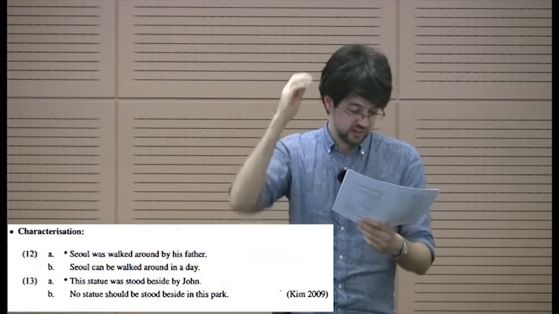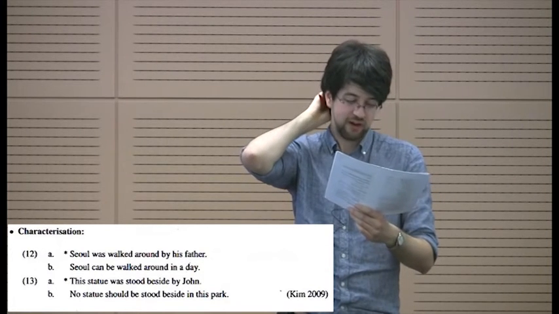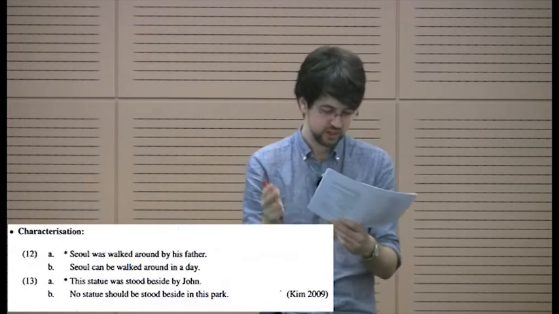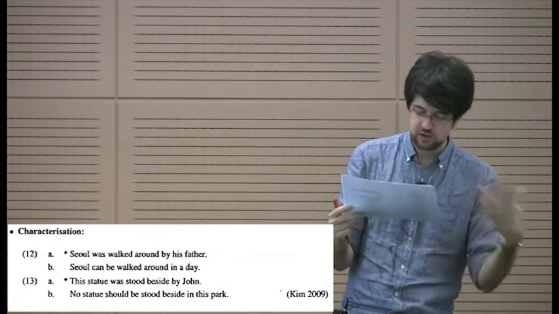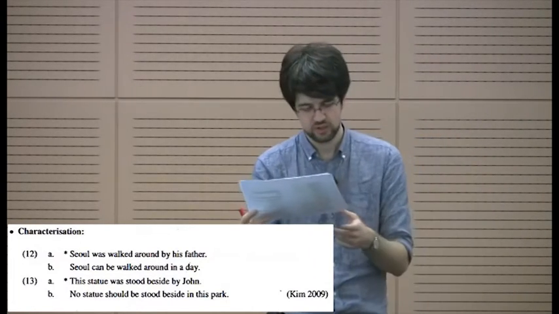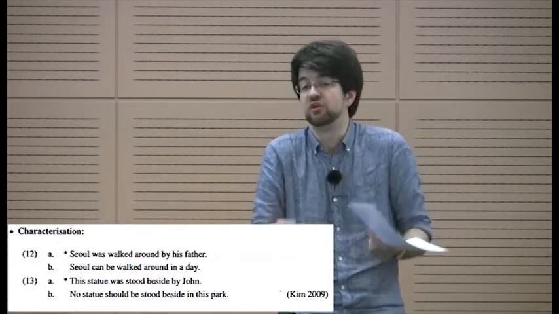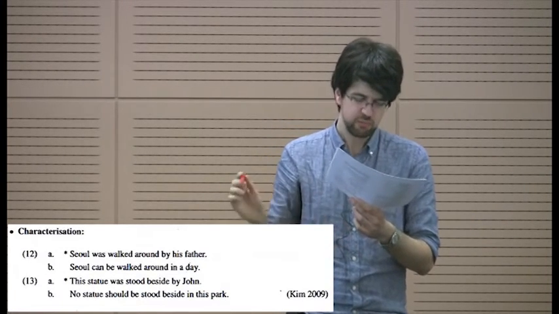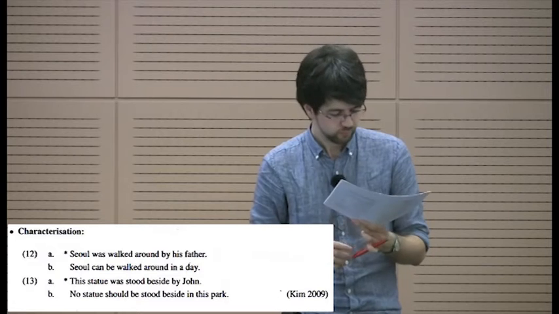One final characteristic is what people have called characterization. So we get these contrasts in the prepositional passive, like in 12 and 13, where again, you can't say Saul was walked around by his father, or by somebody, or whatever. Presumably because of affectedness, right? It's not going to affect the city. But you can say Saul can be walked around in a day.